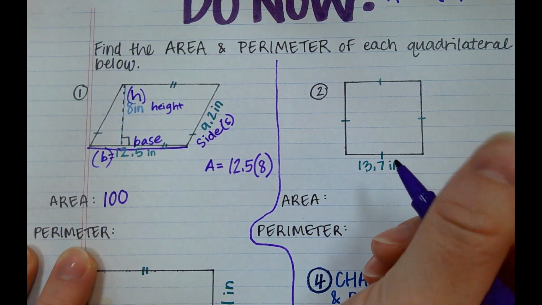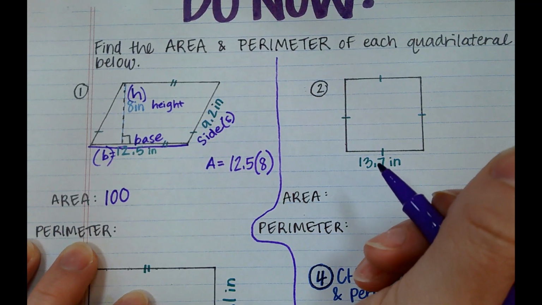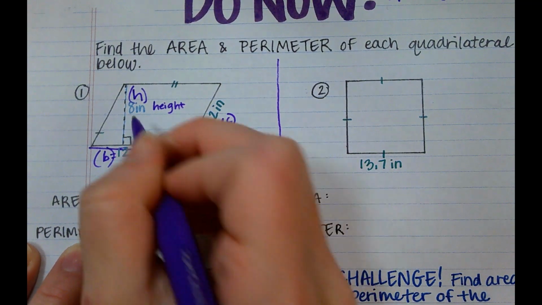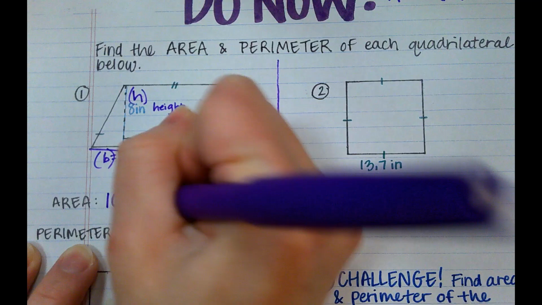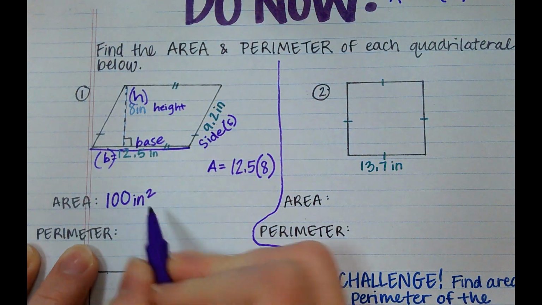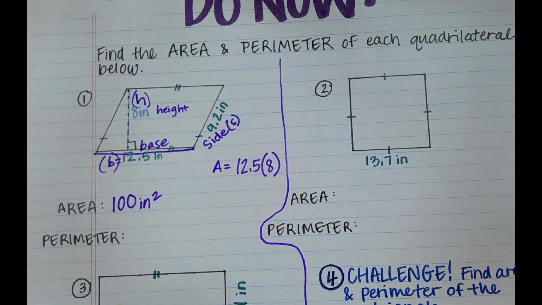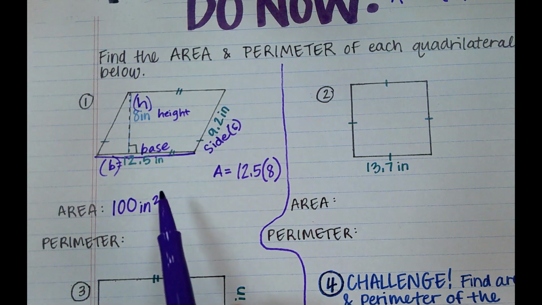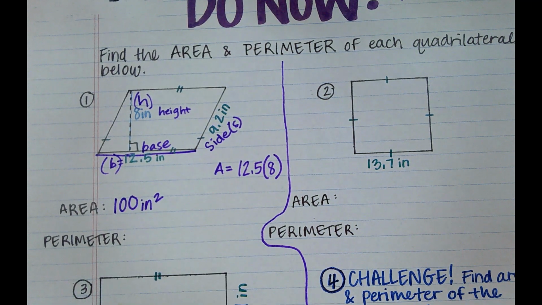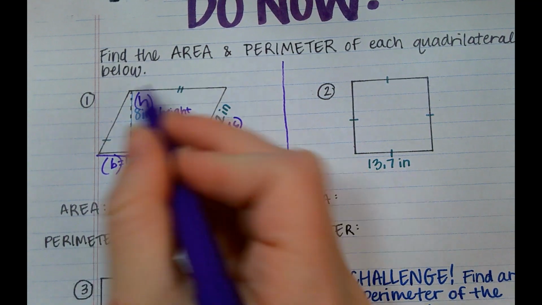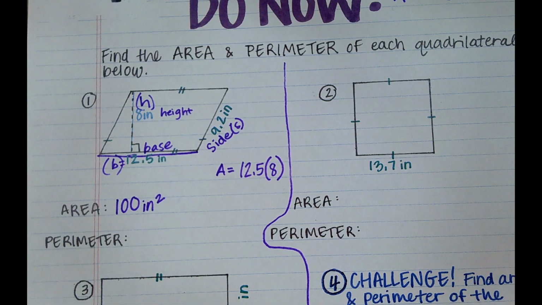What are our units going to be? Squared. And we have inches here. So we're going to write inches squared. 100 inches squared. So if I had 100 little squares that were all 1 inch in size, they would all fit inside of this shape is what we're saying. Inches squared, yes.